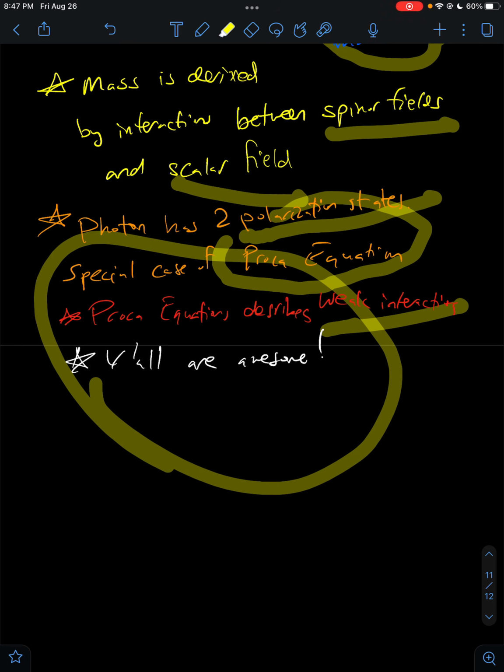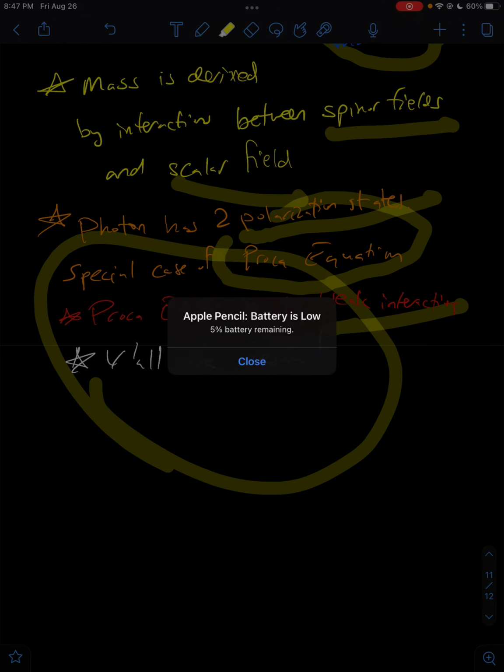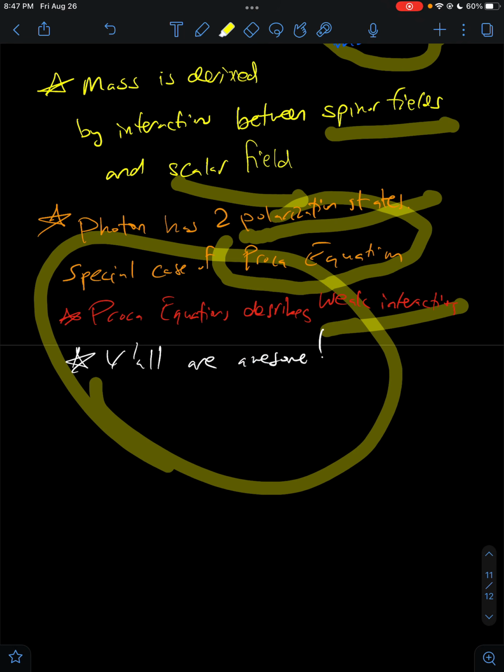3 will focus on interactions. 4 will focus on scattering. 5 will focus on renormalization. And then 6 will focus on, I think, path integrals and non-perturbative phenomena. I think that's what 6 is on. We'll see, but yeah, this is farewell.